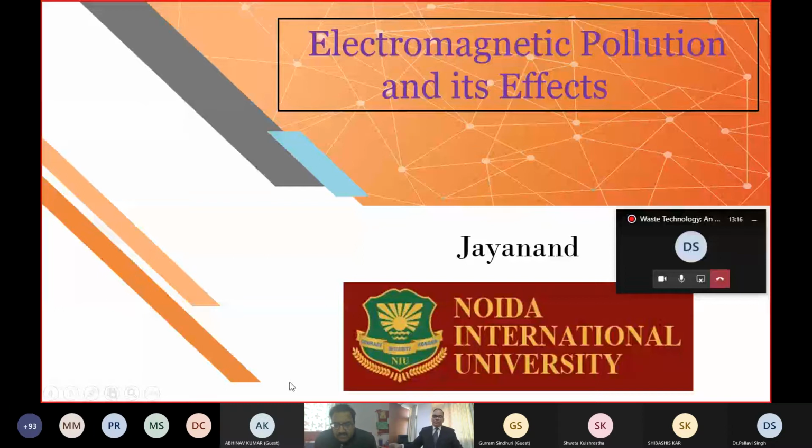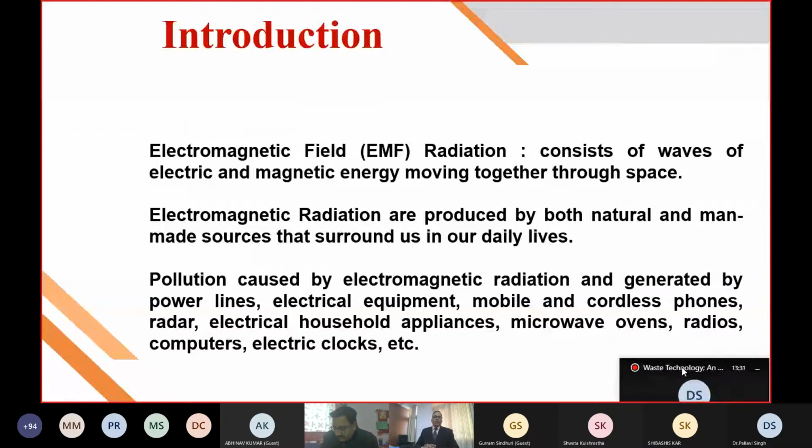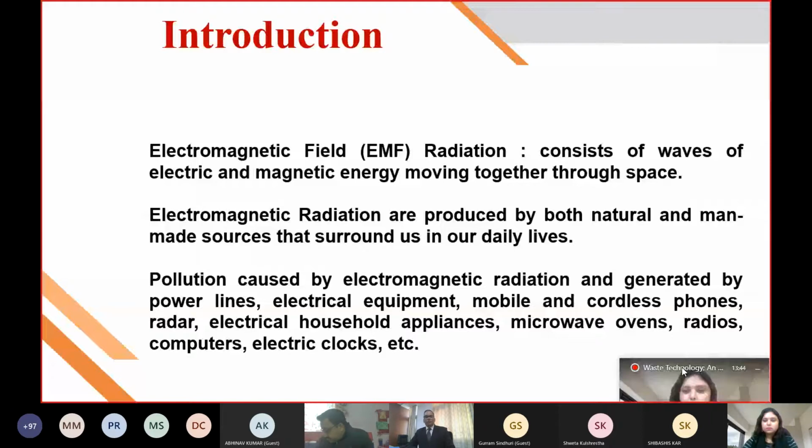What is electromagnetism? Though the topic of today's session is quite different from the theme of the FDP, if we talk about waste, there are a number of waste materials which are not visible and which affect our health also. That is also a kind of pollution. We call it electropollution or electromagnetic pollution. So it comes from the electromagnetic field.